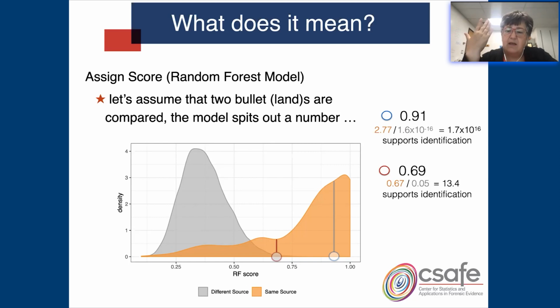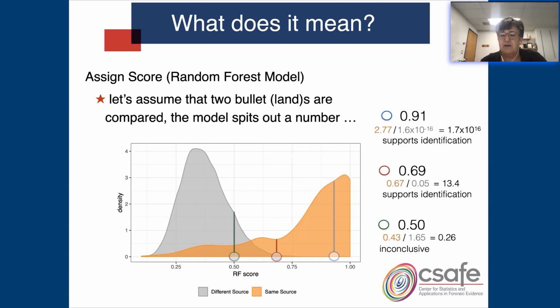So it's still quite a lot more likely, 13.4 times more likely, that a score of 0.69 comes from a comparison of same source lands over a comparison of different source lands. So it still supports an identification. So what if we go further down? A value of 0.5 in this random forest score now means that we have a likelihood ratio of 0.43.